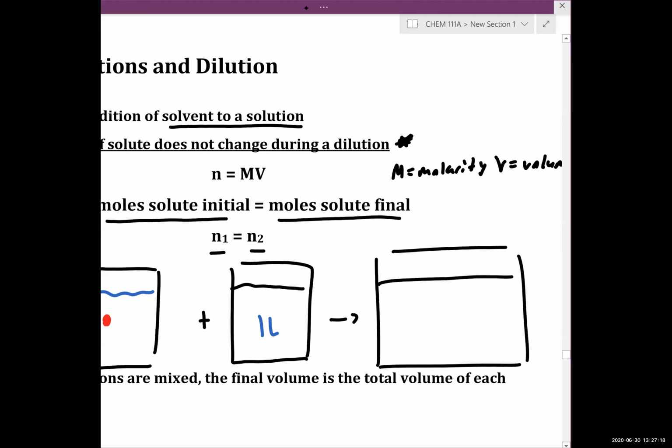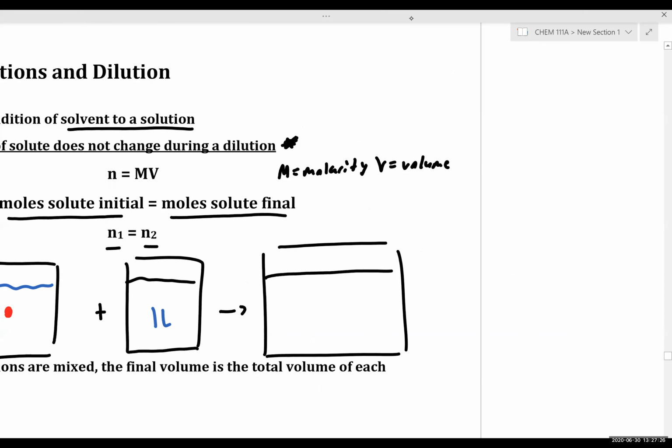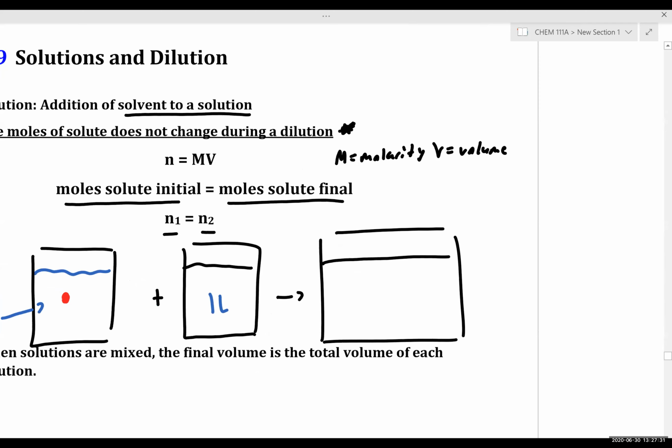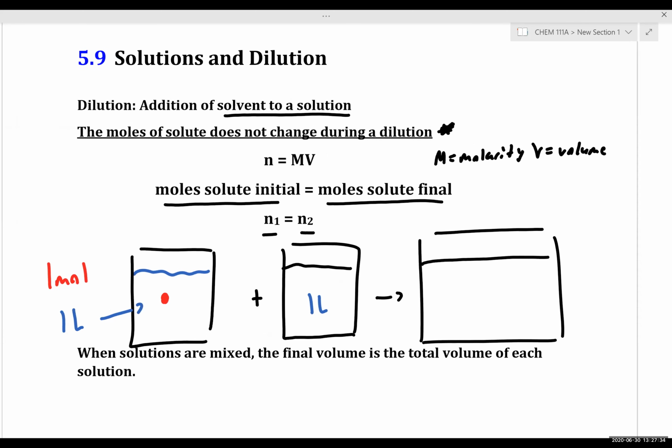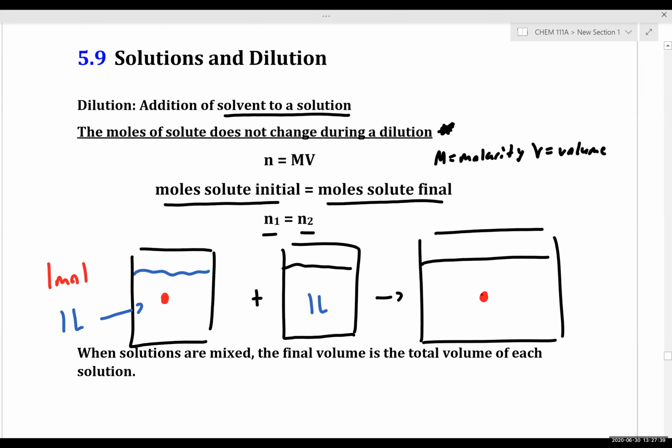But, and this is really critical, have we changed the number of solute molecules? So looking at the picture, before and after our dilution, do we still have 1 mole of solute? Did we add any additional red dots when we performed our dilution? Did we add any solute when we performed our dilution?